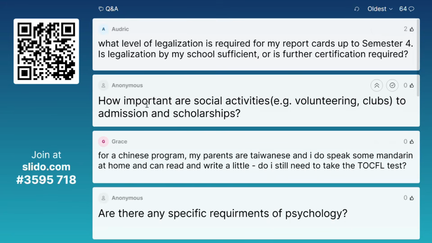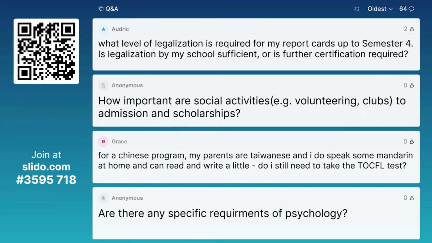What level of legalization is required for report cards up to semester 4? Is legalization by my school sufficient, or is a further certificate required? I think you are referring to the transcript. By the time you apply, if you haven't graduated, you will at least have to submit your transcript from grade 10 and 11. If you also have the first semester of grade 12, you can include that as well.